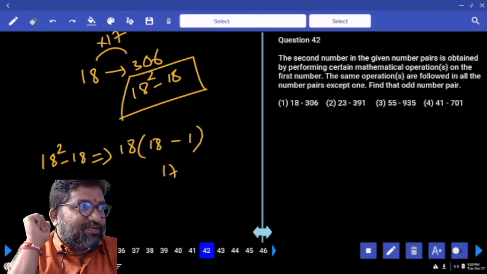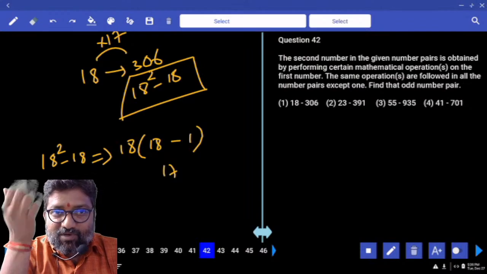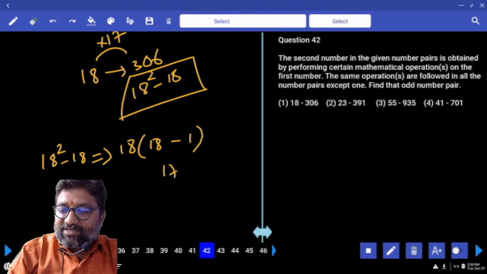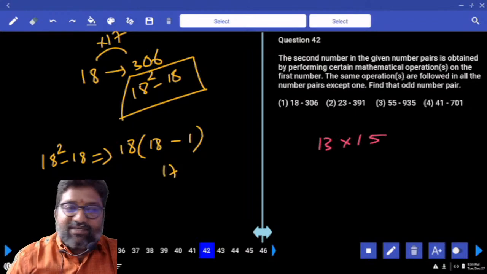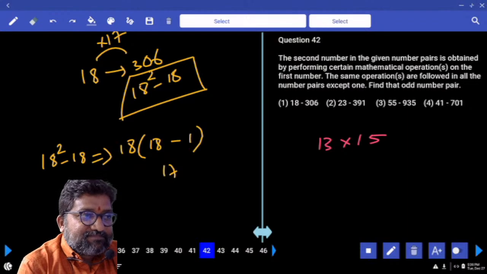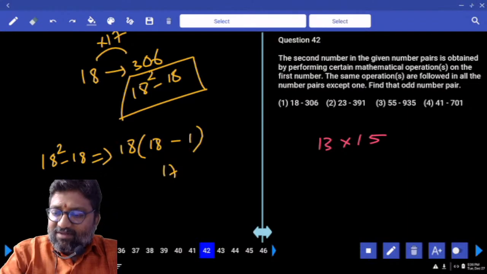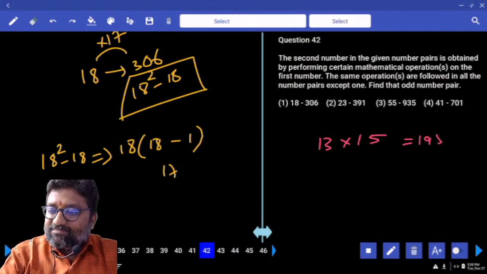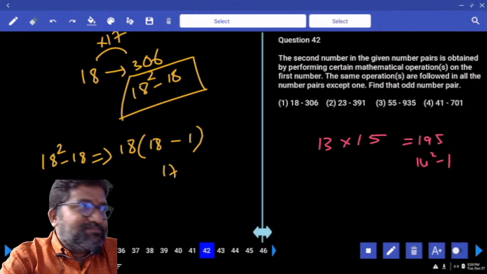How much is 13 into 15? 13 and 15 are two consecutive odd numbers. Come on. 195. If you know squares, what is 13 into 15? This is 14 square minus 1, the middle number.